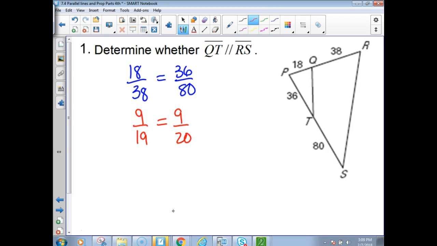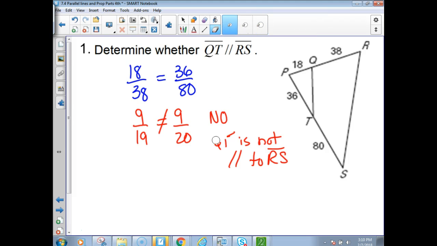I didn't get the same answers. So that means these are not equal, which means that QT is not parallel. So no, QT, oops, I wrote that goofy. Let me write that QT better. Segment QT is not parallel to segment RS because the sides are not cut proportionally.